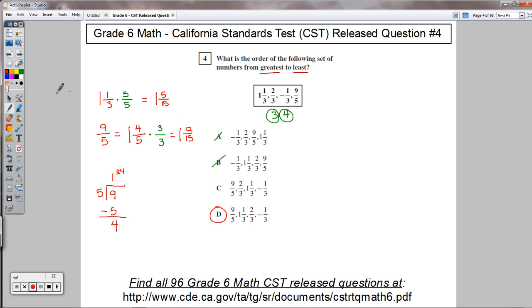So looking at these two, which one of these is going to be greatest? 12 over 15, I hope is clear. That's bigger than 5 over 15. So 1 and 12/15, that was the same as 9/5. This would be first, and this would be second. Let's see if that jives with what we had down here. Yep, here's your first, second, third, and fourth. So they go in the right order. We got our final answer, choice D.